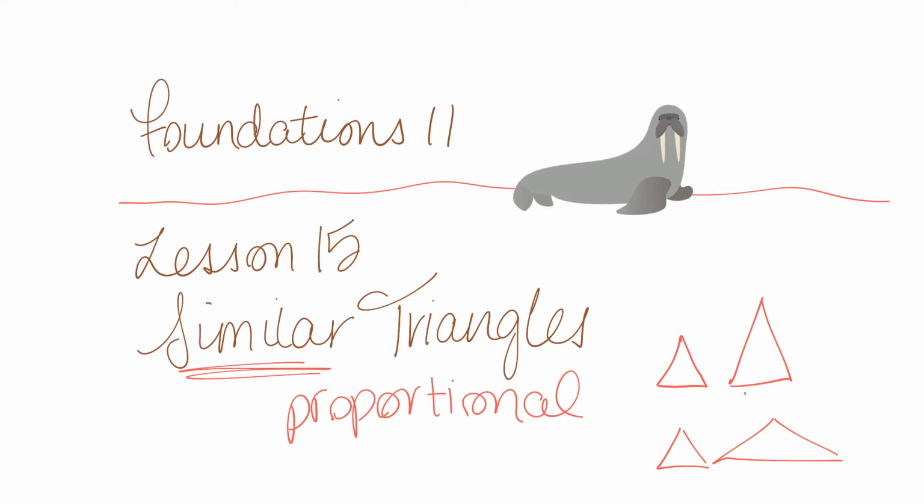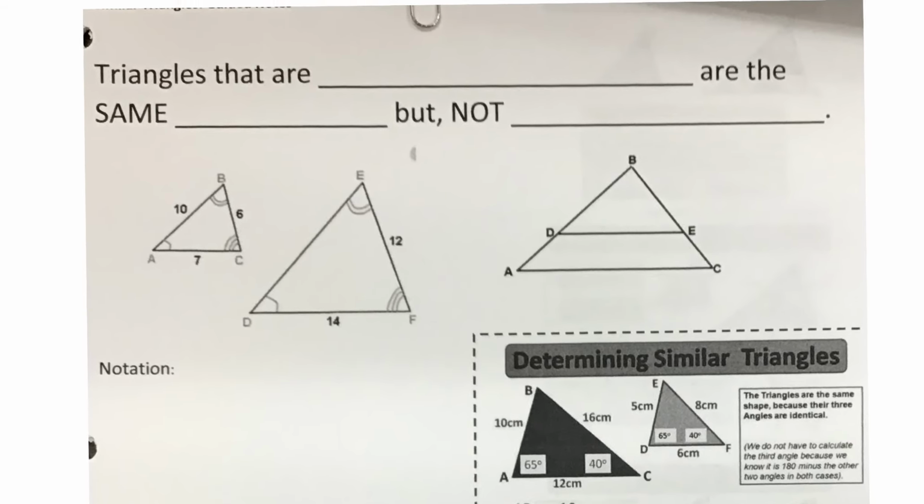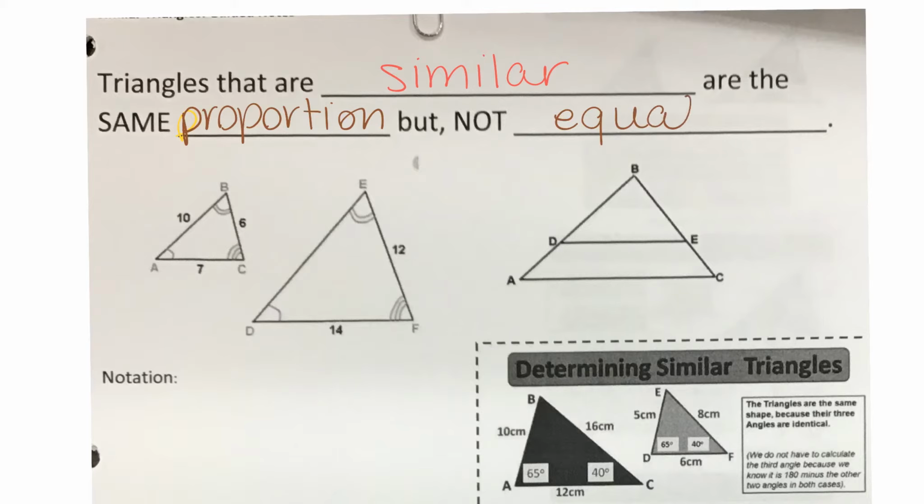Now, you should have in front of you some notes that look like this. Triangles that are similar are the same proportion, but not equal. So they are not equal. Let's take a look at some examples here.